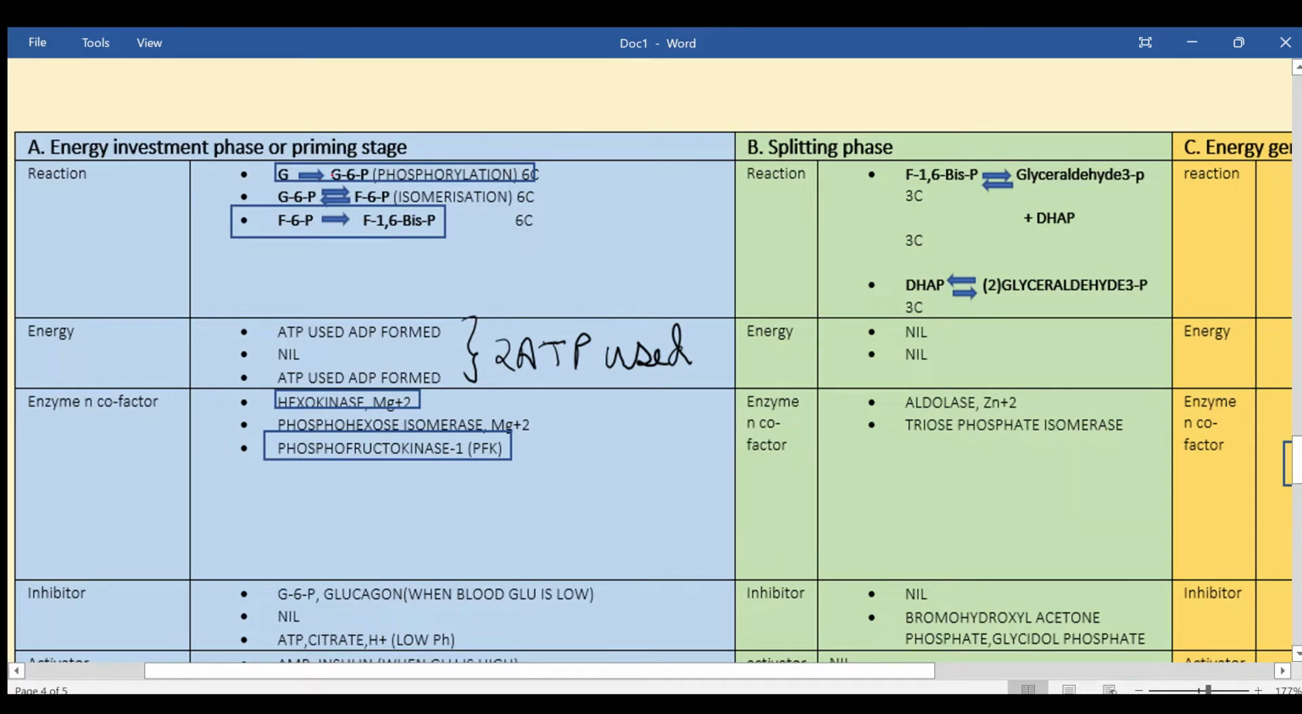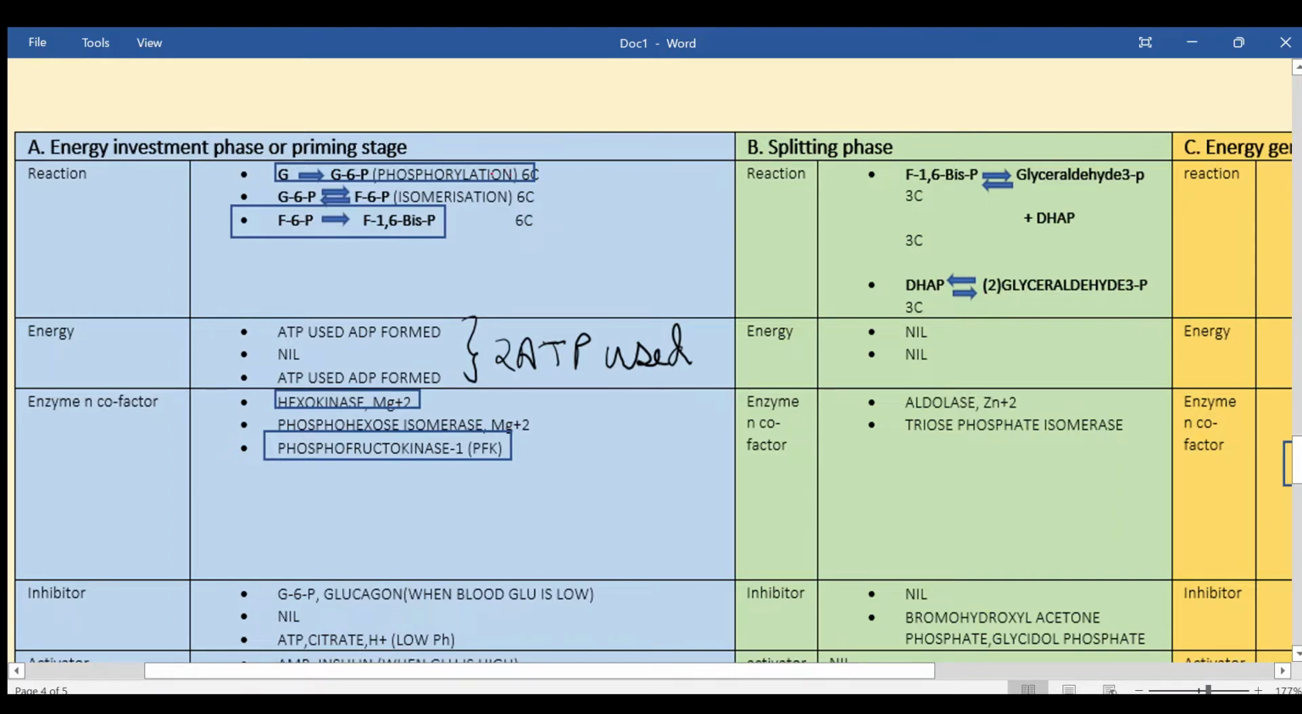The first reaction in glycolysis is glucose converting into glucose 6-phosphate. As you can see, there is addition of phosphate on the 6th carbon of glucose. Therefore, the reaction is known as phosphorylation, and glucose is a 6-carbon compound.